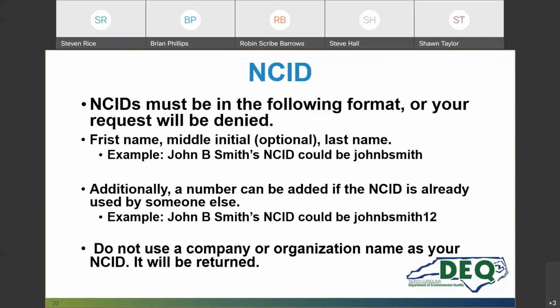Again, a reminder that NCIDs must be in a particular format or your request for GMS Access will be denied. Again, using first name, middle initial, and last name, and again, using a number in the event that the NCID you want is already taken in the system. Again, just a reminder that you should not use your company or organization name as your NCID.